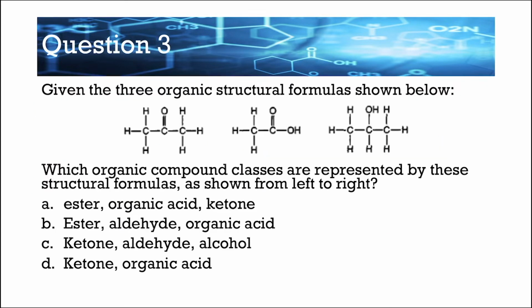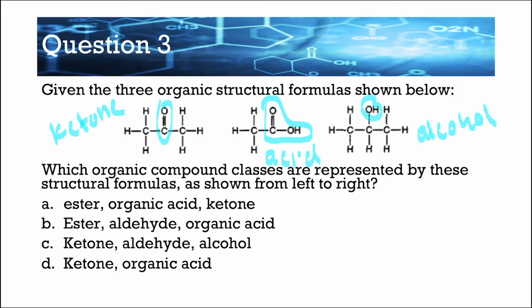Next says, given these 3 formulas, what functional groups do we have? So right here in number 3, the first one is a ketone. Remember, a ketone is a C with a double bond O somewhere in the middle of your compound. Here, at the end, we have the COOH, a carboxyl group. That is an acid. And then on the third one, we have that OH. And that is an alcohol. In that order, ketone, acid, alcohol is choice D.